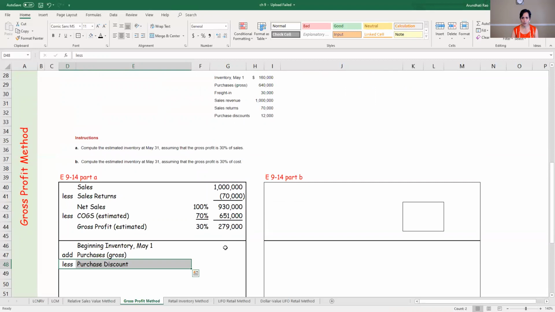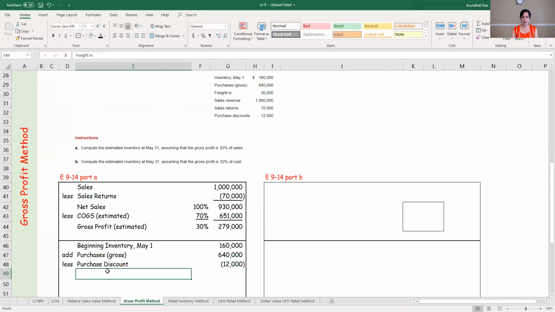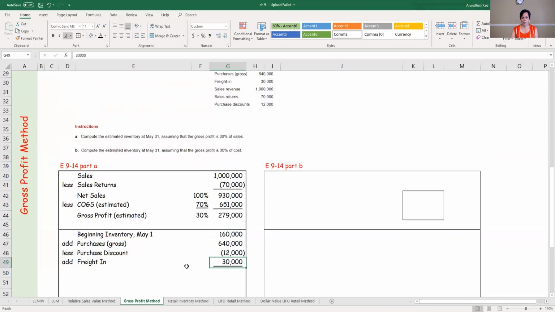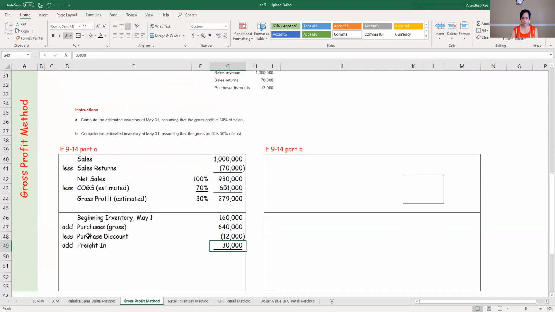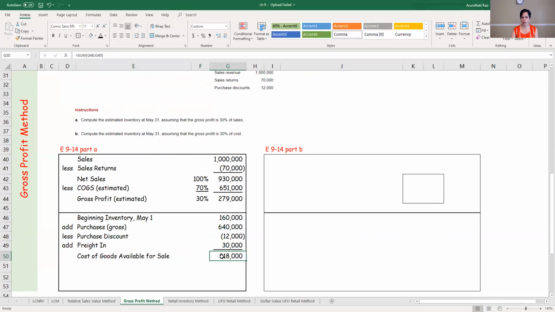So my beginning inventory was given to me at $160,000. The gross purchases are $640,000. I subtract $12,000 and I add freight in. And the freight in number is $30,000. Now that I have these numbers, I come up with my cost of goods available for sale. This is what is available for sale, $818,000.